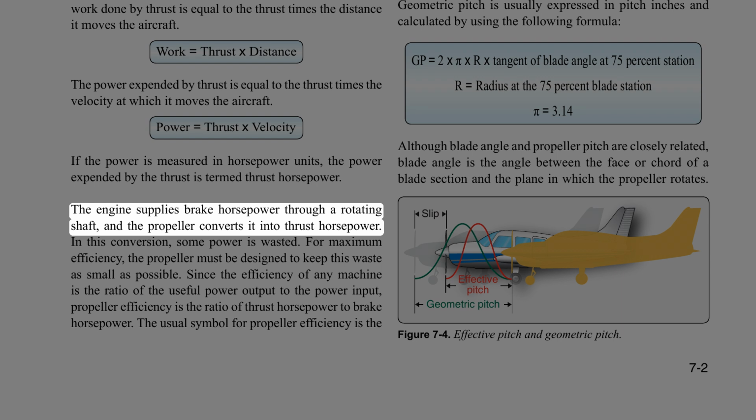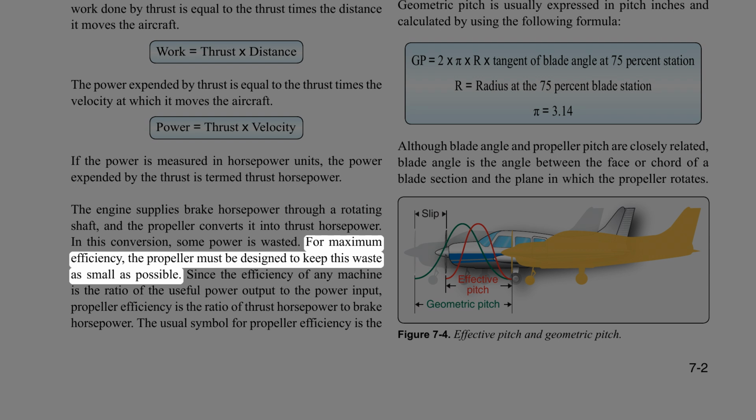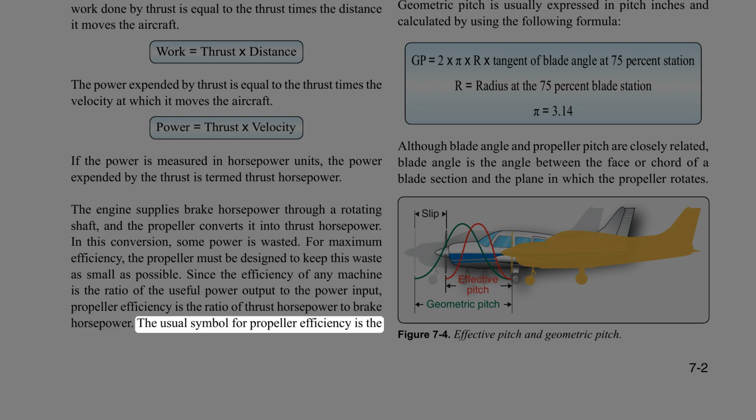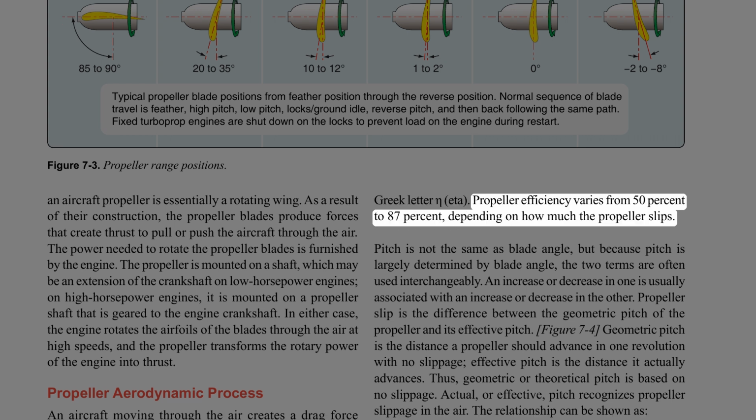The engine supplies brake horsepower through a rotating shaft, and the propeller converts it into thrust horsepower. In this conversion, some power is wasted. For maximum efficiency, the propeller must be designed to keep this waste as small as possible. Since the efficiency of any machine is the ratio of the useful power output to the power input, propeller efficiency is the ratio of thrust horsepower to brake horsepower. The usual symbol for propeller efficiency is the Greek letter eta, η. Propeller efficiency varies from 50% to 87%, depending on how much the propeller slips.